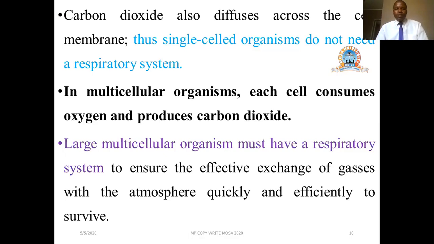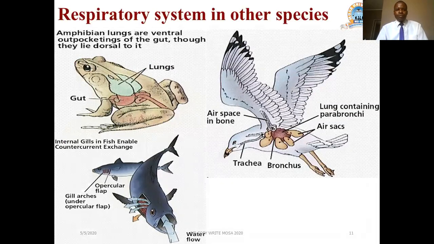So large multicellular organisms must have a respiratory system to ensure the effective exchange of gases with the atmosphere quickly and efficiently to survive. This also explains why we are different from the amphibians found in water. We need the respiratory system to help get rid of these gases to the atmosphere, so that homeostasis can be maintained.